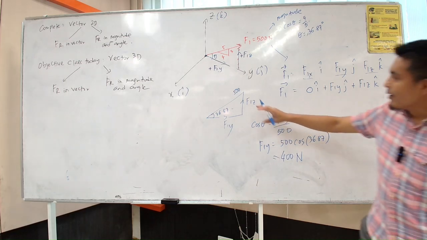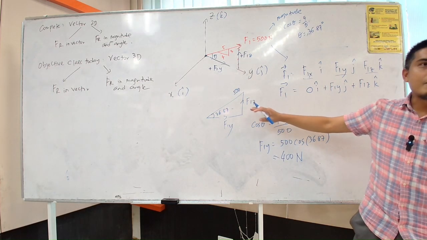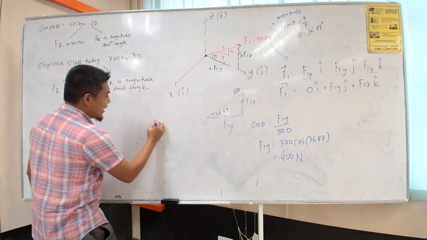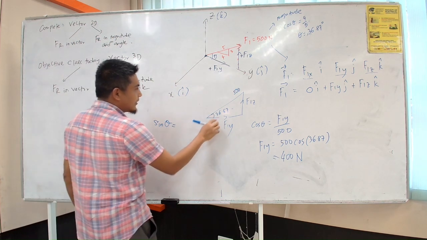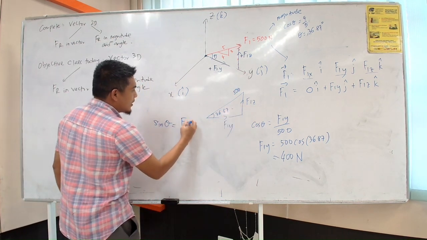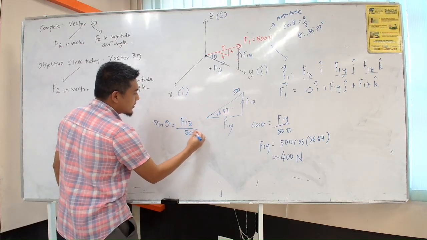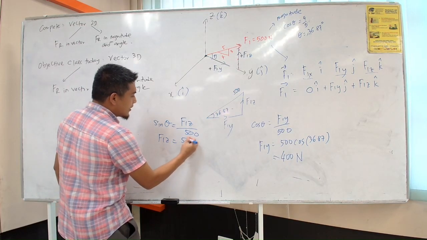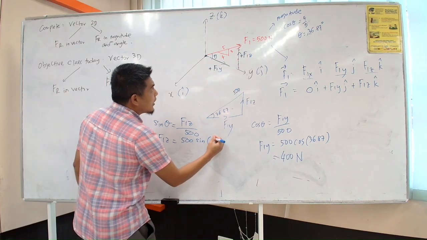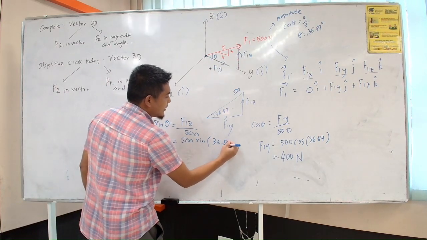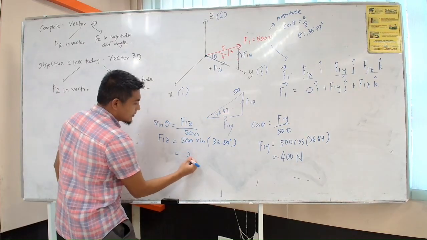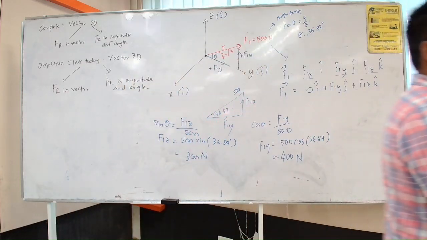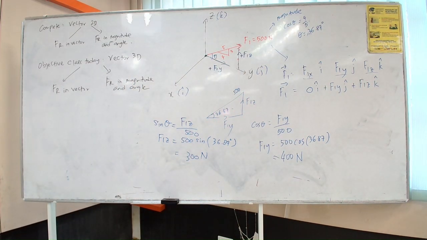So now, by using the same figure, can you find the F1z? What can you use? Sin theta equal to F1z divided by 500. So F1z, you get 500 sin 36.87 degrees. You get 300 Newton. Okay, is it clear?